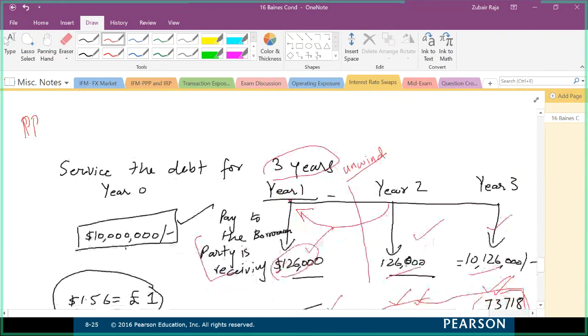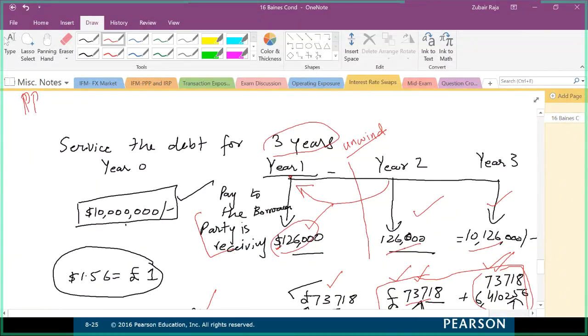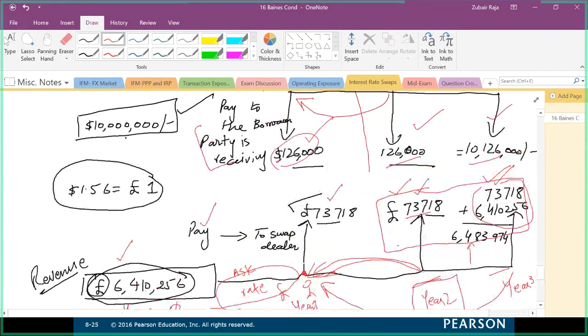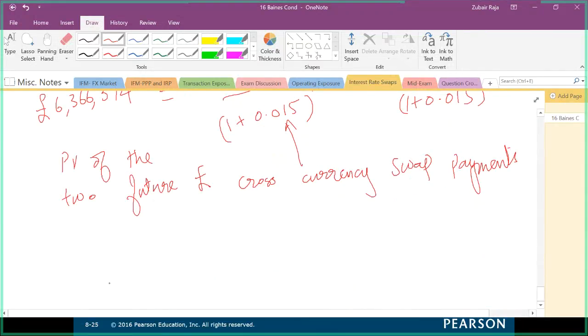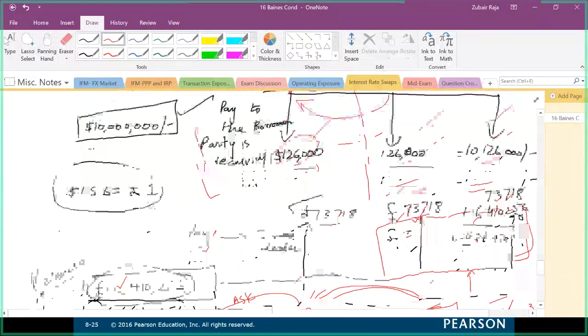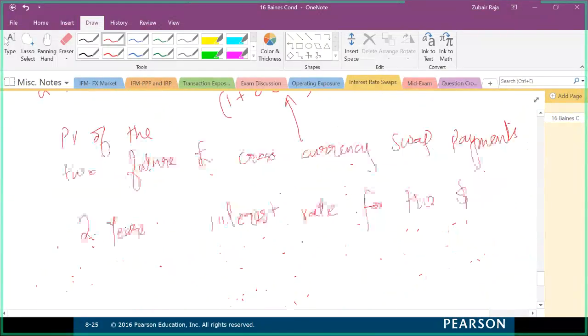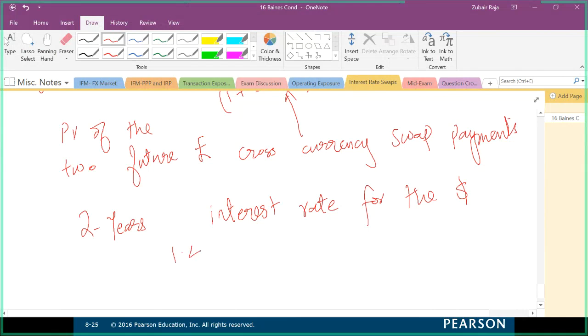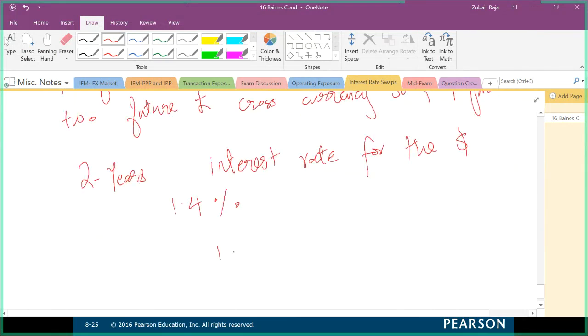What will you do manually? For that, in order to find their present value, first we need to know what is the 2 years interest rate for the dollar. Sorry, for the dollar. So what is the 2-year interest rate for the dollar? Say if it is in your book, it's given as 1.4%. Right? Now what we'll do, we'll simply discount those two payments at 1.4%.